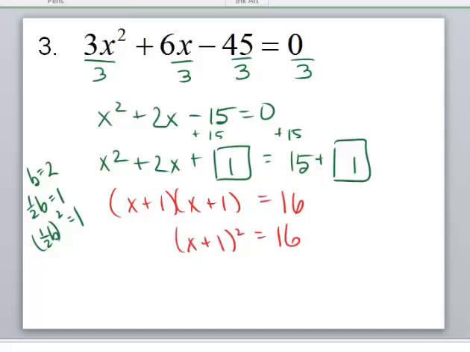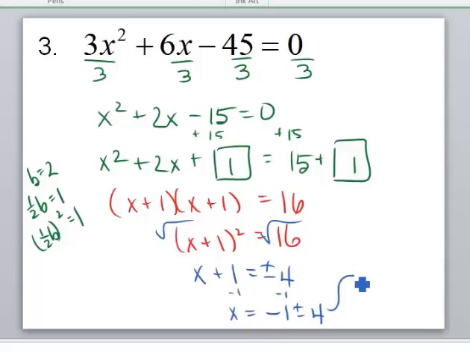And then we'll square root both sides. So I get x plus 1 is equal to plus or minus 4. Subtract 1 from both sides. x is equal to negative 1 plus or minus 4. So I've got negative 1 plus 4 and negative 1 minus 4. This gives me the answer of 3, and this will give me the answer of negative 5.